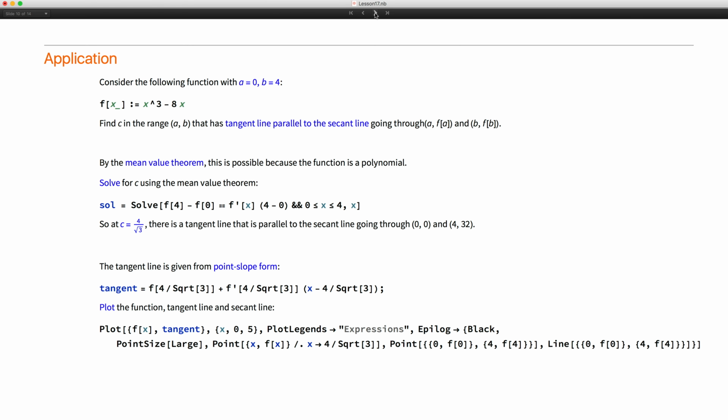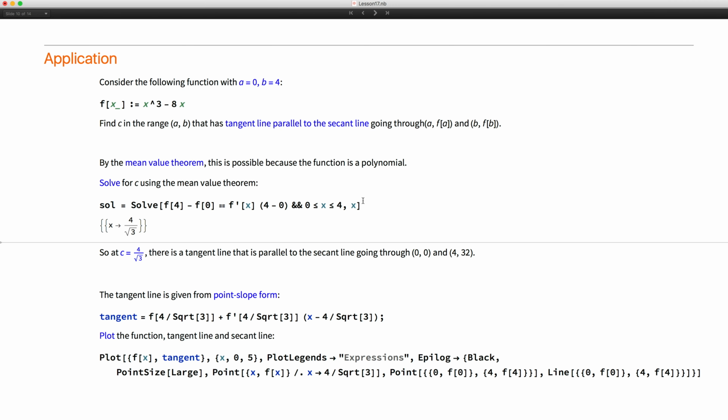Okay, so with that, some applications. The first application: let's look at the function x cubed minus 8x on the interval 0 to 4. You want to find a c in the range which has a tangent line parallel to the secant line to the endpoints. The first step, you note that the mean value theorem is certainly applicable because you have a polynomial function. So you solve for c, for x, like in this equation, and the value of c or x is 4 over square root of 3.